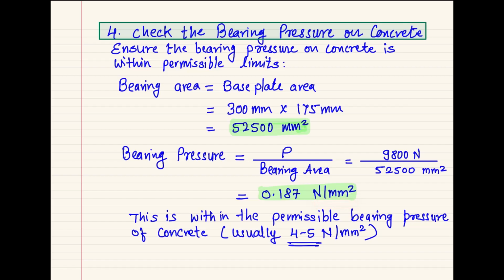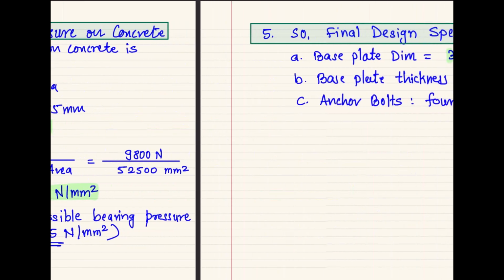This is within the permissible bearing pressure of concrete, which is usually 4 to 5 Newton per mm square. So the exerted bearing pressure on the concrete is far less than 4 to 5 Newton per mm square. So our concrete design is safe in this case.